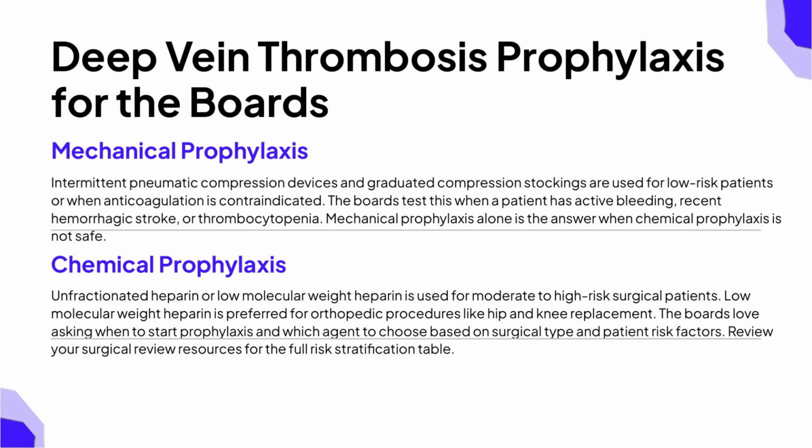Chemical prophylaxis includes unfractionated heparin and low molecular weight heparin. Low molecular weight heparin is generally preferred for major orthopedic procedures like hip and knee replacement. The key testing points are when to start prophylaxis and which agent to use based on the type of surgery and the patient risk profile. Make sure you review the full venous thromboembolism risk stratification table in your surgical review resources.